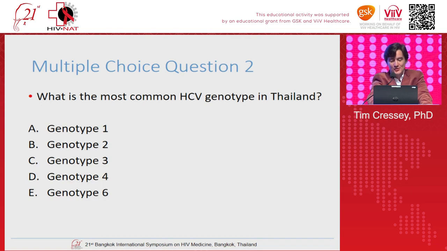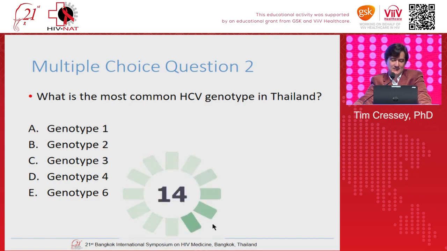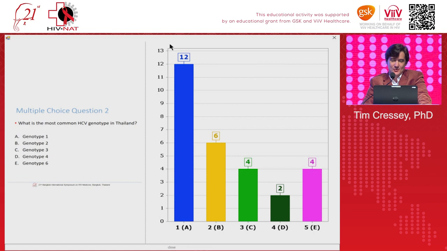Apologies if you're not from Thailand, but maybe you can have a guess at what is the most common HCV genotype in Thailand. Most of you chose genotype 1, genotype 2, genotype 3. And again, maybe I'm playing with you a little bit. The answer is C again.